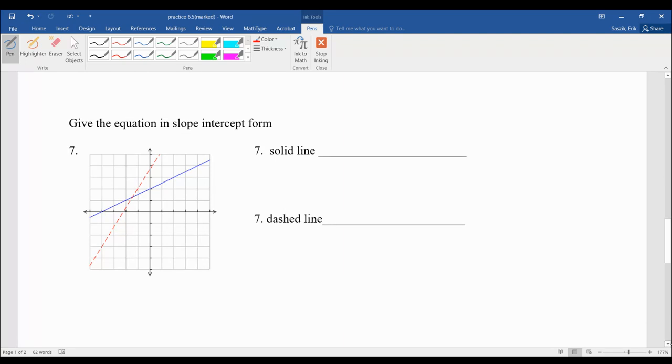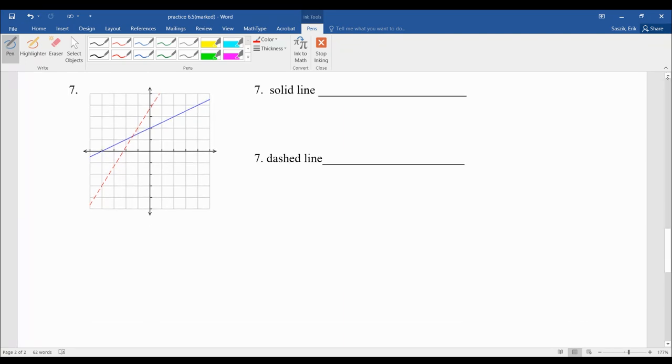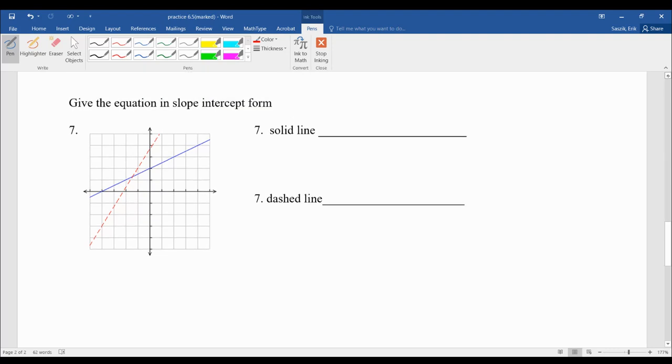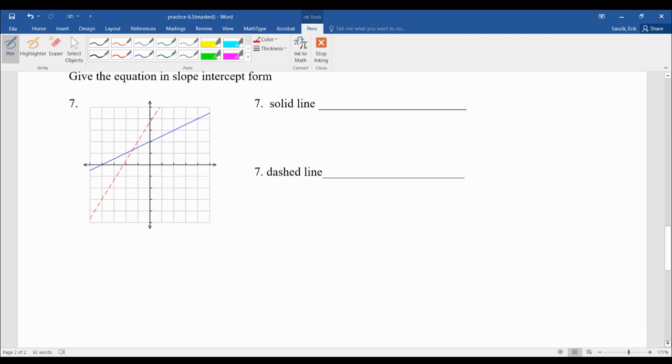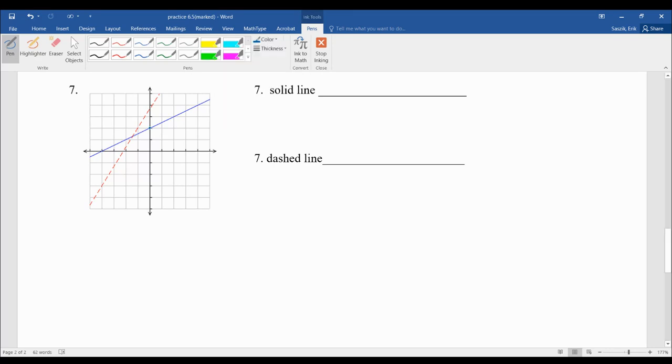Okay, now this last one's a little bit tricky. The blue one's easy. Let's do the blue one in blue ink. We're asked to give equations of each line in slope-intercept form. So I hope you find two nice points. There's one, there's one. Up 1 over 2. So the slope of the blue line's 1/2. But remember, that's not the equation. That's just the slope. We know the y-intercept, so that's good. The y-intercept's 2. So I can just say y equals 1/2 x plus 2.